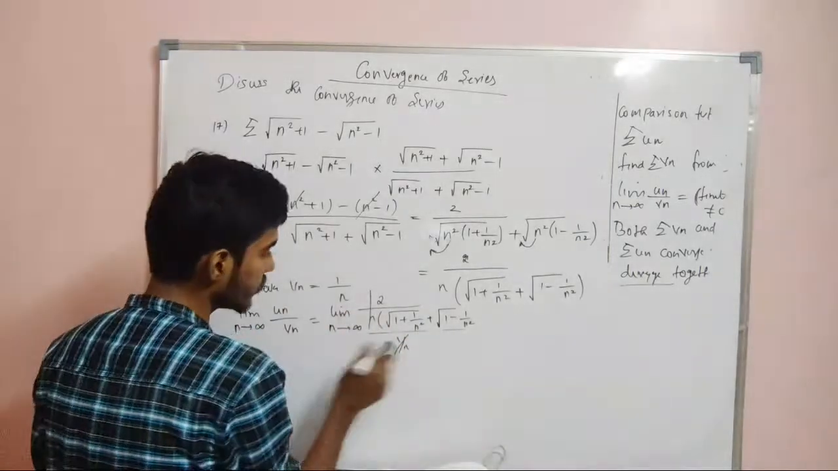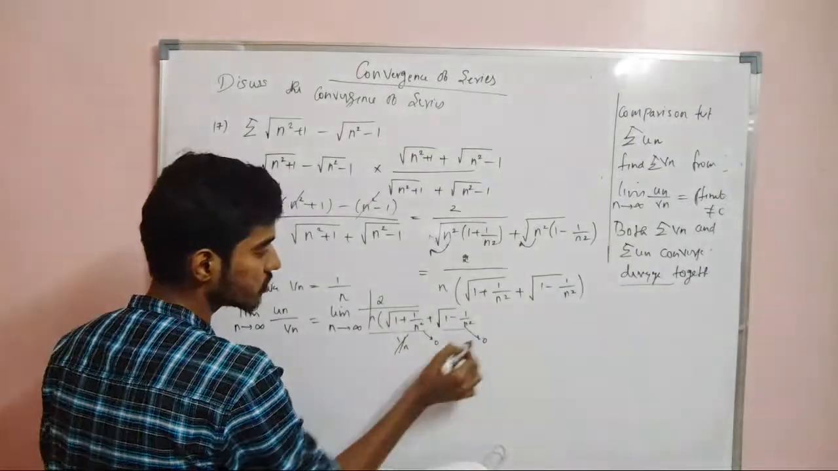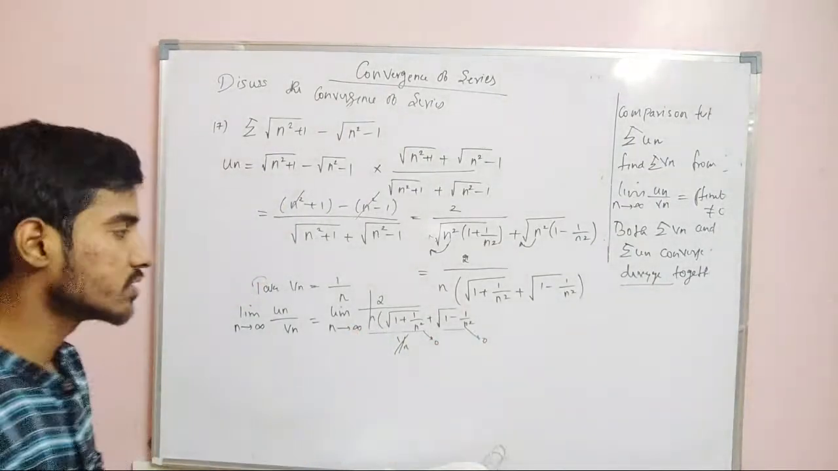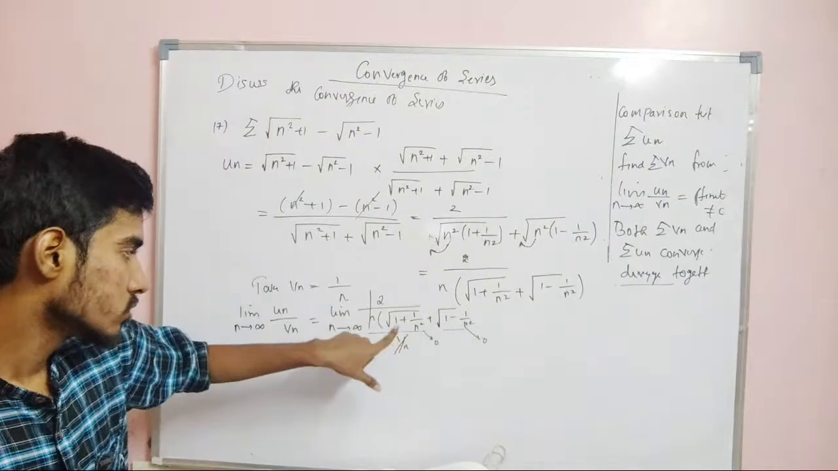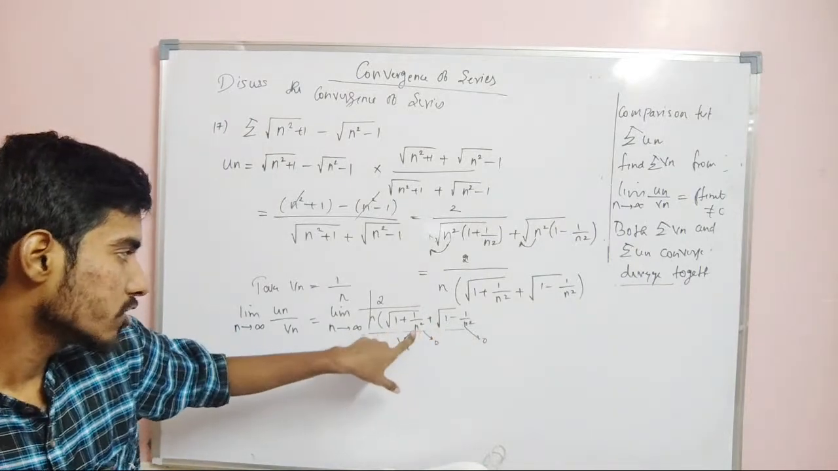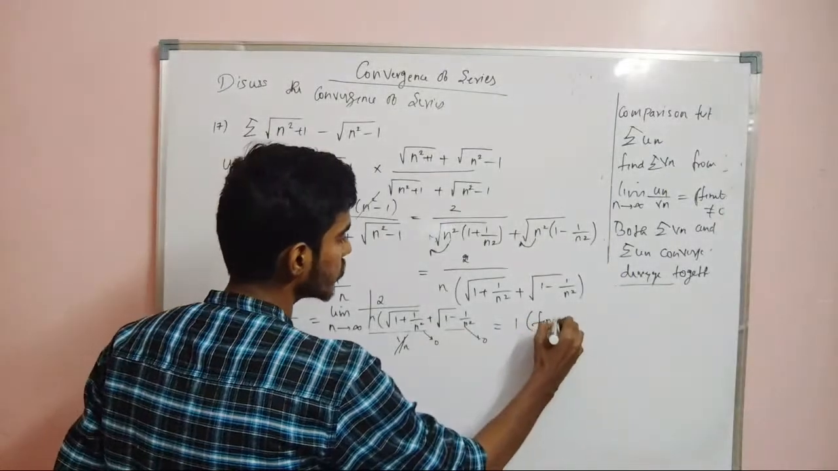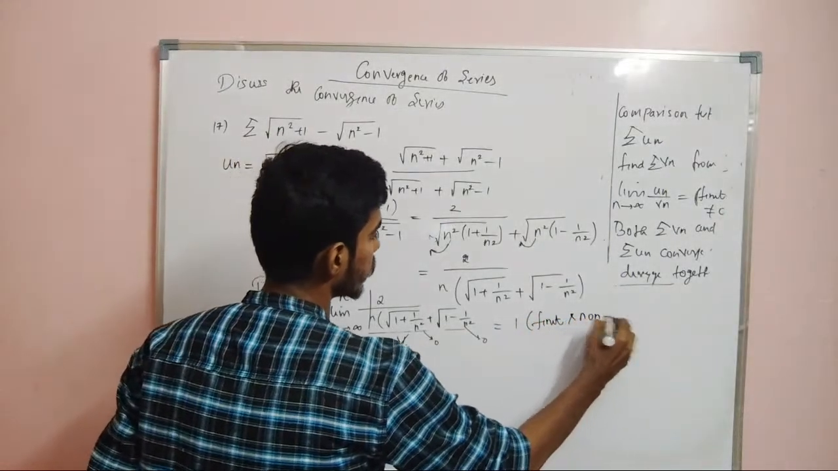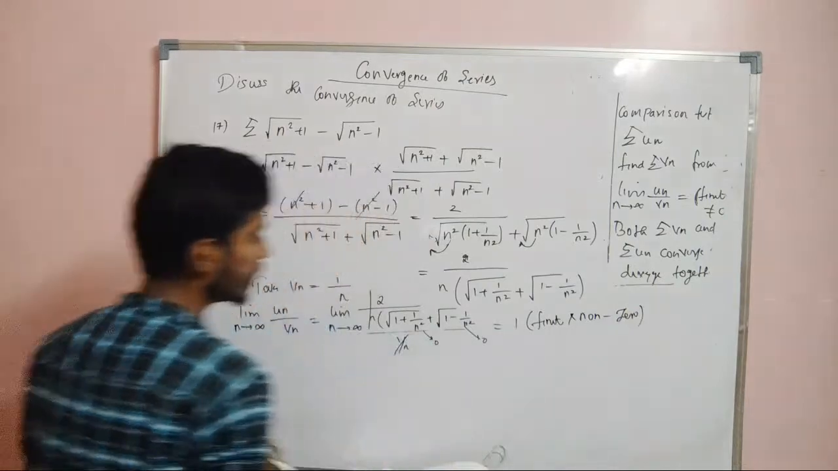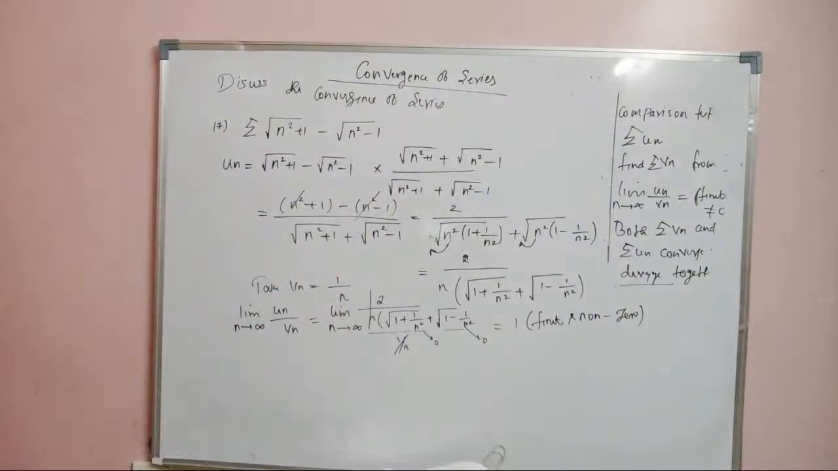So as n tends to infinity, this term tends to 0, this term tends to 0. So we will have square root of 1 plus 0 plus square root of 1 plus 0. So this will be 1, this will be 1. So 1 plus 1 is 2, 2 by 2 is 1. So this entire term will be 1, which is finite and non-zero. So therefore both un and bn behave alike.